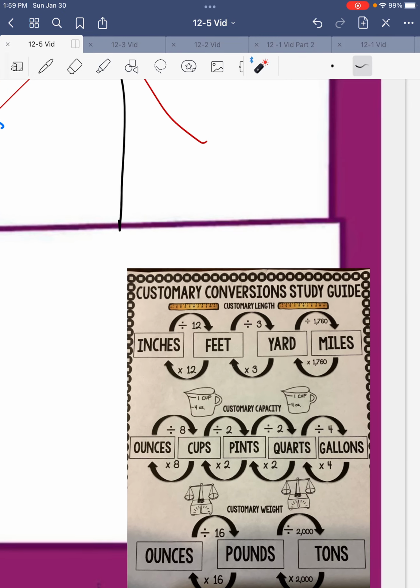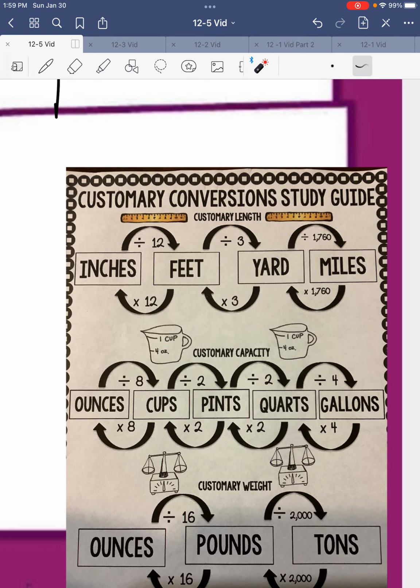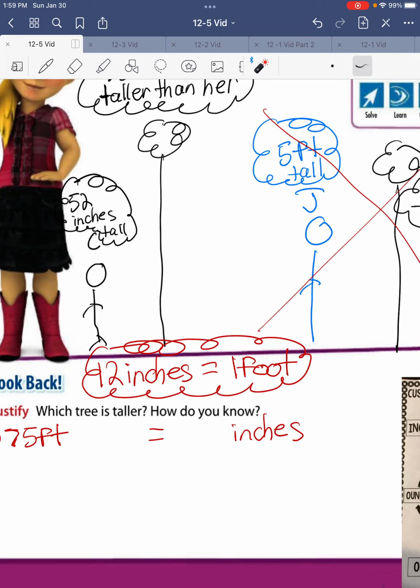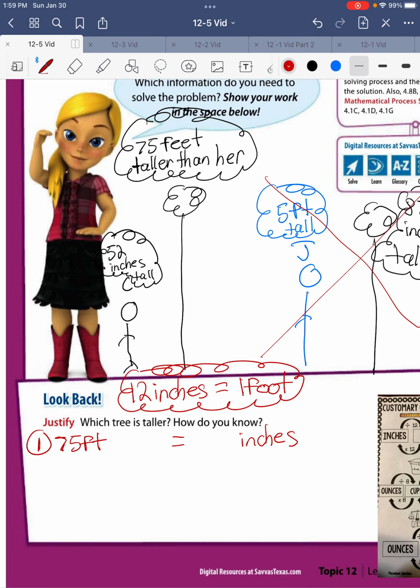Let's look at our study guide that we have here. And if I'm converting from feet to inches, what would I have to do? Let's look. So feet's right here, and I need to convert to inches, which is over here. If you look here, it says to multiply by 12. You have the arrow pointing at the inches. So that's what I'm going to do. I'm going to take my 75 and multiply it by 12, because I need to get inches. That's what I'm going for.